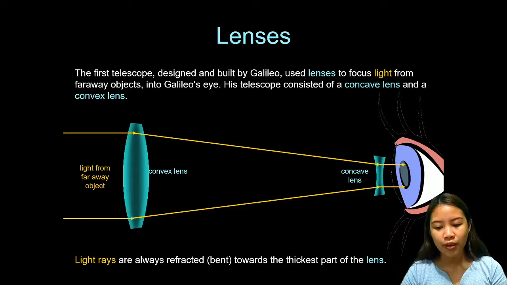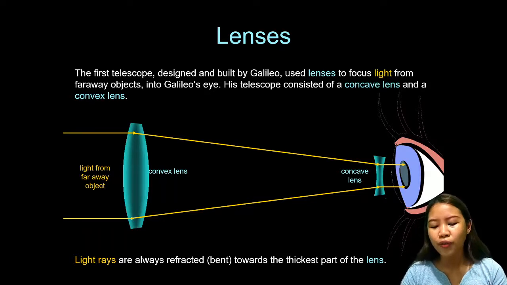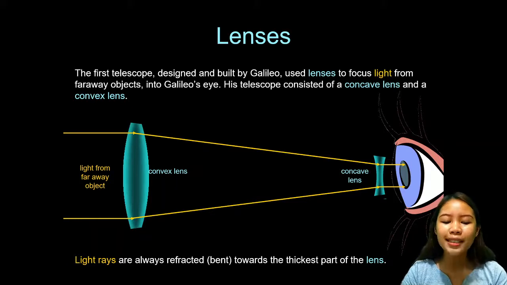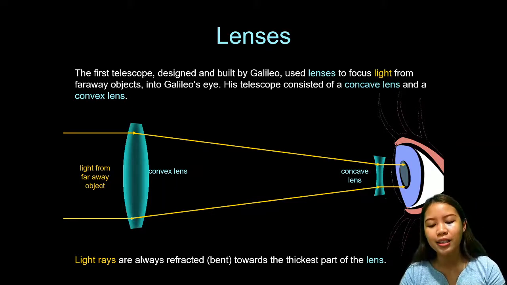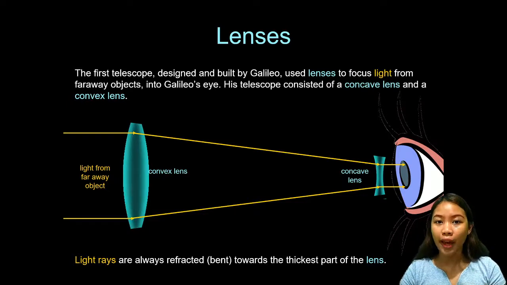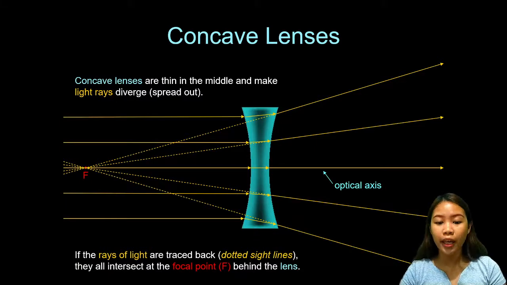Because of that, we are able to see Saturn or Venus, whatever you can see in space, because of those lenses. Always remember that light rays are always refracted towards the thickest part of the lens. The convex lens is thicker at the center, while the concave lens is thicker at its edge. So let us have here the concave lenses.